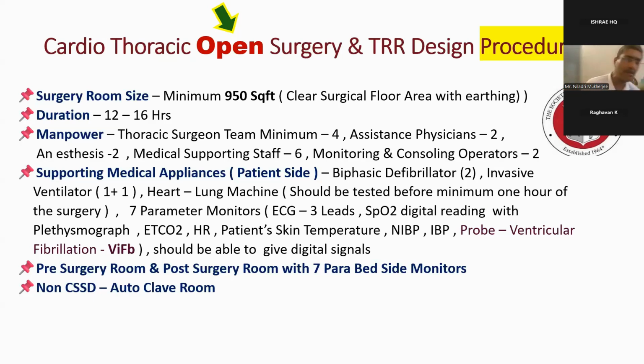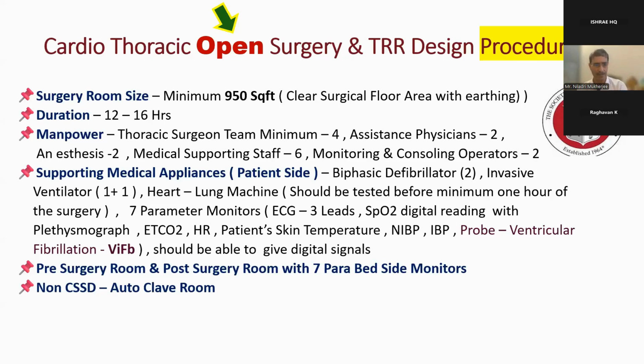They have made some guidelines for the cardiothoracic room, and some American surgical society guidelines altogether give an average. The recommendation is that 950 should be the clear floor. Duration comes around 12 to 14 hours. Manpower sometimes comes around 4: assistant physician 2, anesthetist 2, medical supporting staff some 6. These are all guidelines.